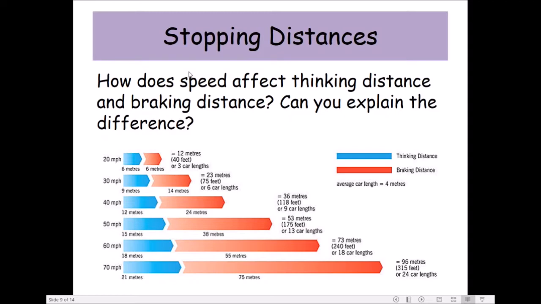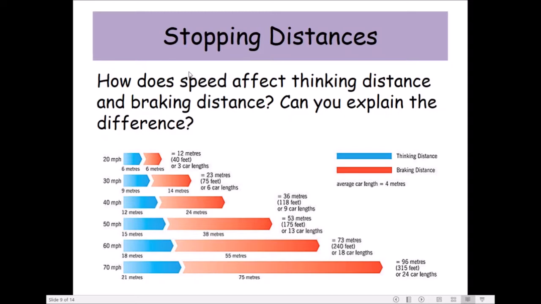But if you look carefully, you can see there is a difference in how they go up. The blue arrows, that's the thinking distance, well, look, they're going up by the same amount each time. Every time you increase by 10 miles per hour, look at the numbers, the thinking distance goes up by 3 meters. But the braking distance doesn't. As you increase the speed, the braking distance is going up by more each time.